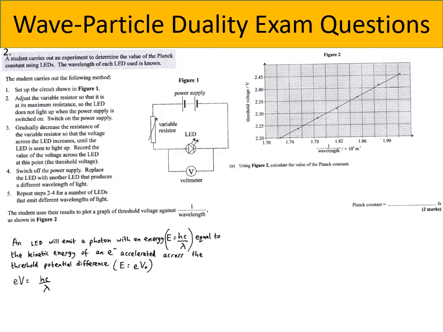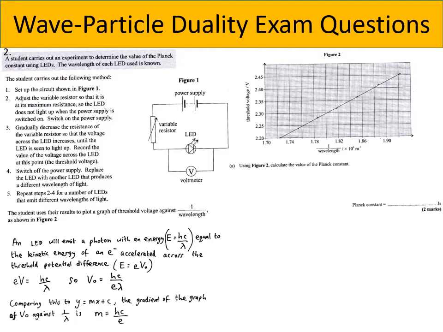So we can write the equation eV equals hc over lambda. I should have put V naught there actually. I'll just put V, so you can add that if you would like. So V naught is equal to hc divided by e lambda.